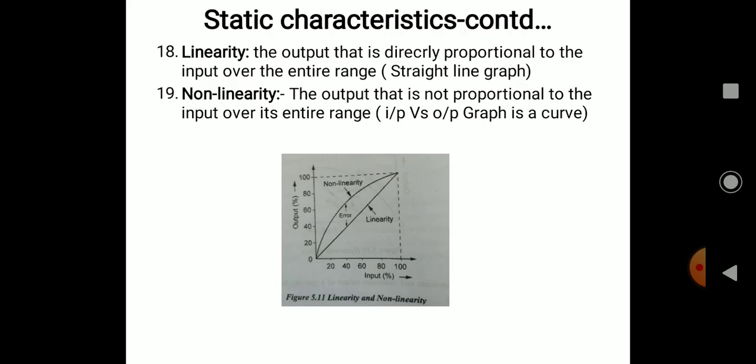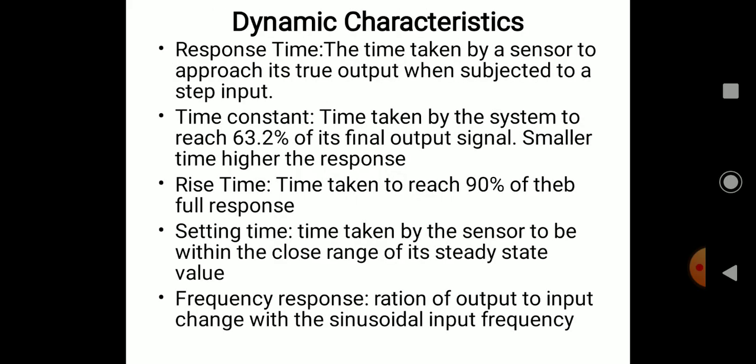Some instruments will not have any kind of linearity. So non-linearity means the output is not proportional to the input over its entire range. The graph will be some kind of a curve. So that's all about the static characteristics.